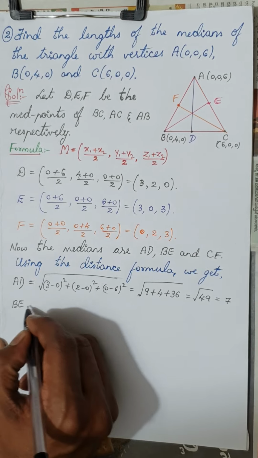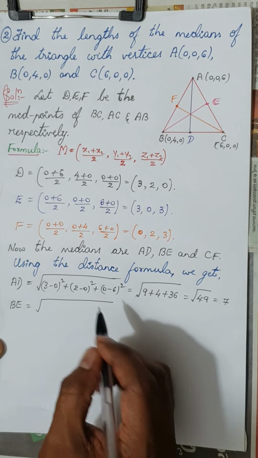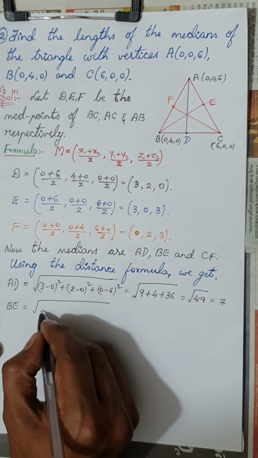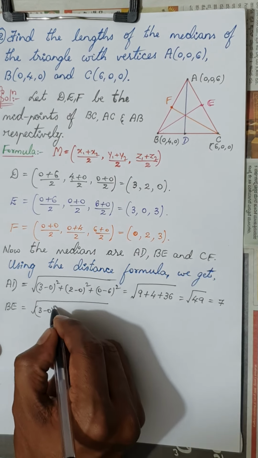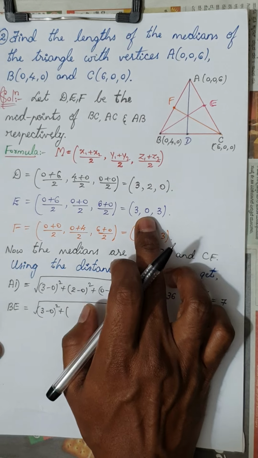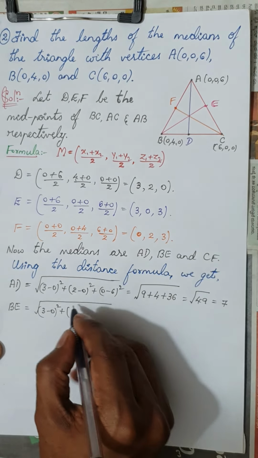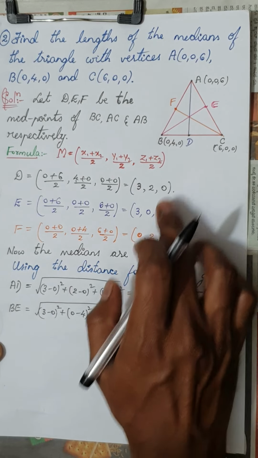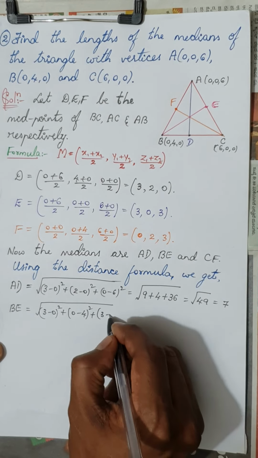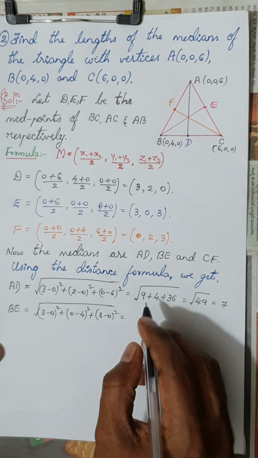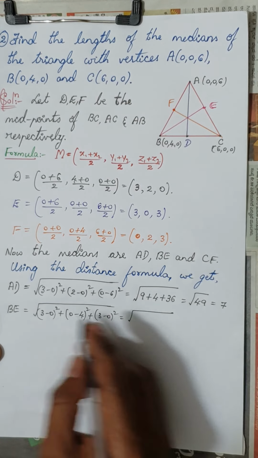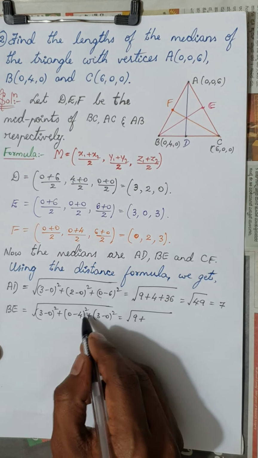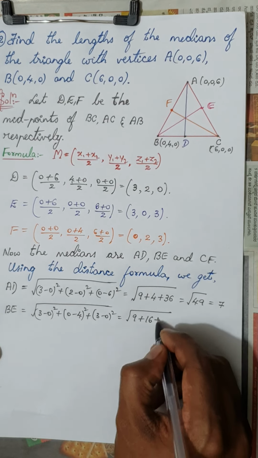Okay, so BE is equal to square root of, now between B and E, do you understand? So it is 3 minus 0 whole square plus, E, right, 0 minus 4. Are you following? 0 minus 4 whole square plus 3 minus 0 whole square. This is nothing but square root of 3 minus 0 is 3, 3 square is 9, plus 0 minus 4 is minus 4, square is plus 16.